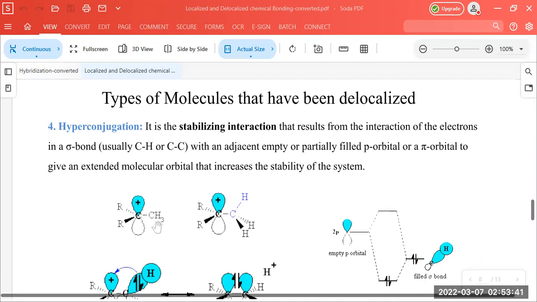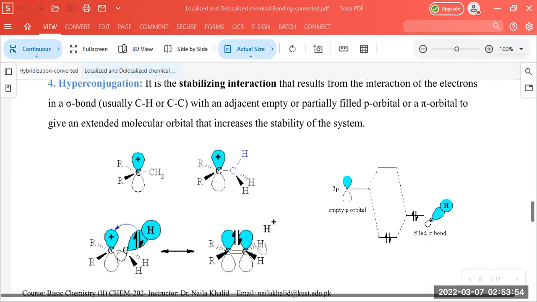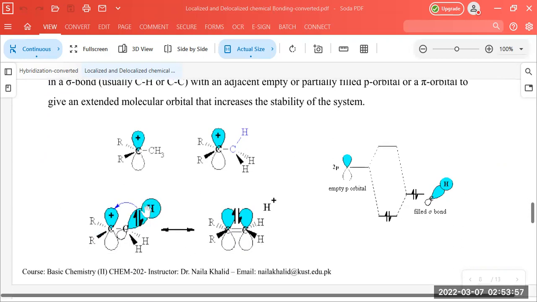For example, in this case, this is CH3, this is the p orbital of the carbocation, in which the positive charge is over here. Then one of the hydrogens donates its electron pair to this one. It can be explained like this: the electron pair of the carbon-hydrogen bond has moved over here. And here you will see that this electron pair is delocalized between hydrogen, carbon, and carbon. So that is why it is also a type of delocalized chemical bond. But here the delocalization is in a sigma bond, not in a pi bond.